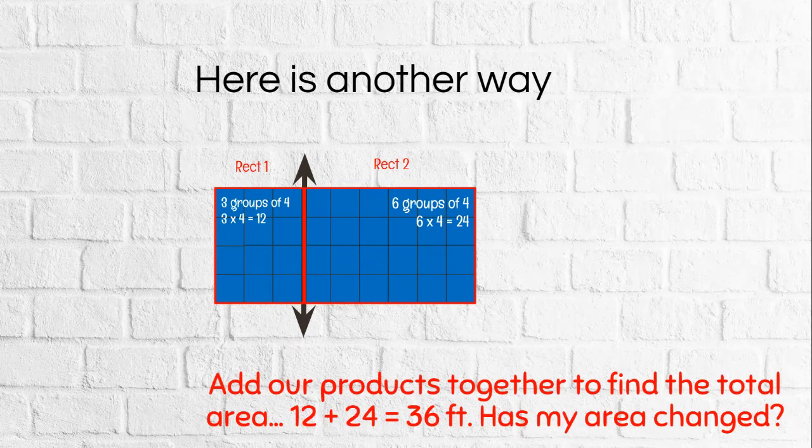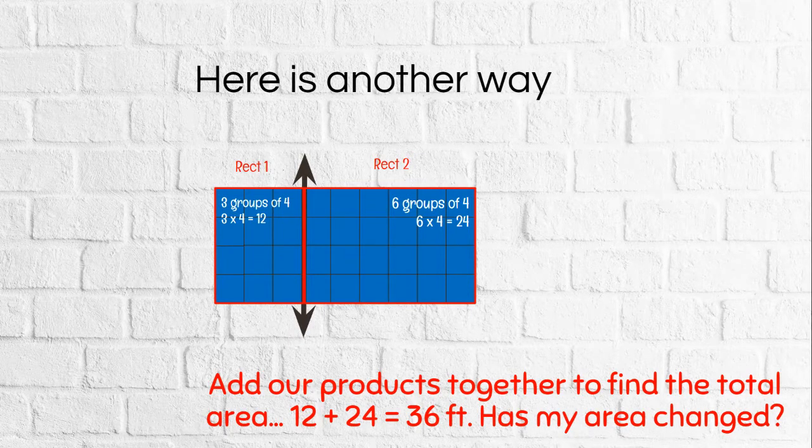We're going to add our products together to find the total area. 12 plus 24 equals 36. So my area is still 36 square feet. Has my area changed? No. Model 1, Model 2, and now the third model that I just showed you all have an area of 36 square feet. My area is not changing. No matter how I break this up and decompose it, I'm still finding the exact same area.